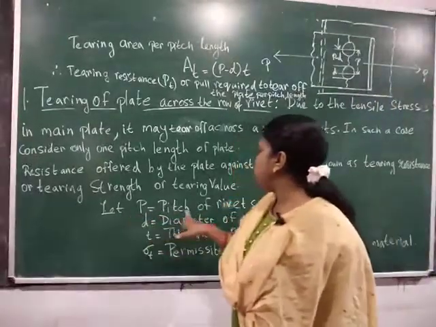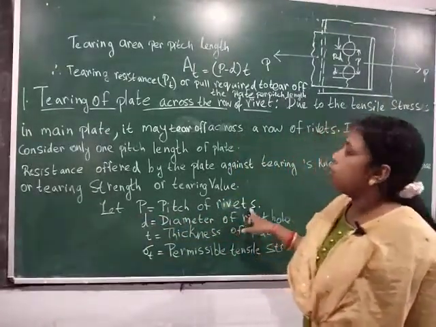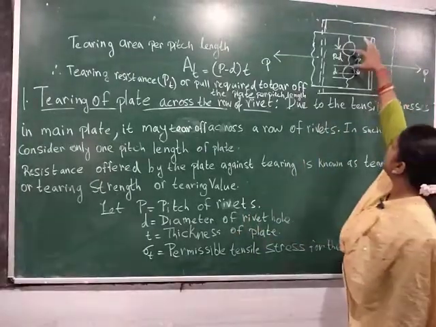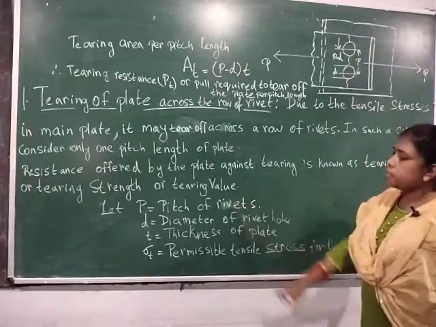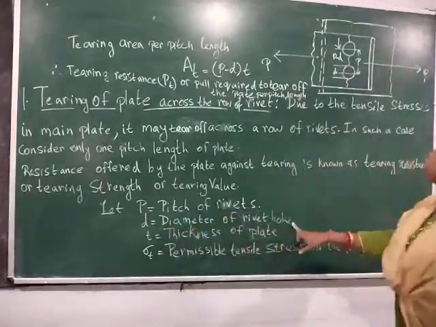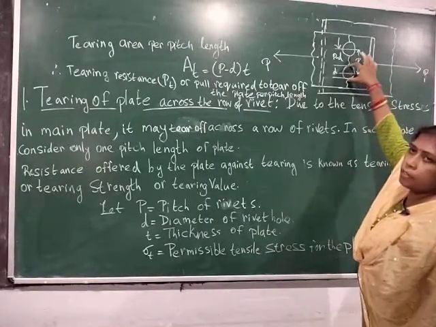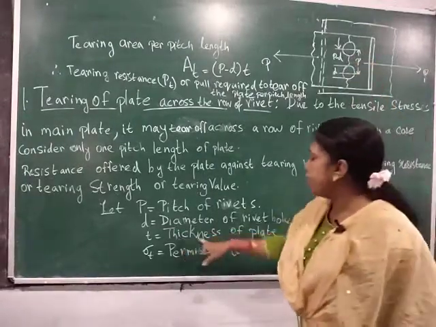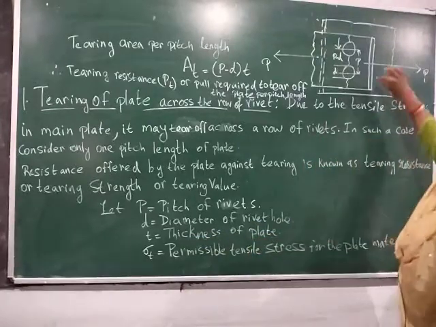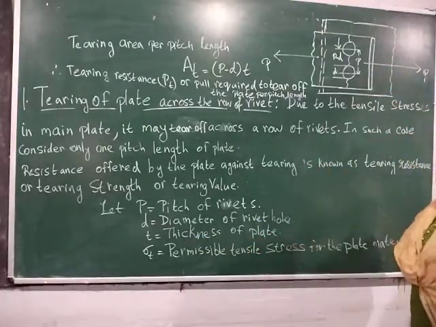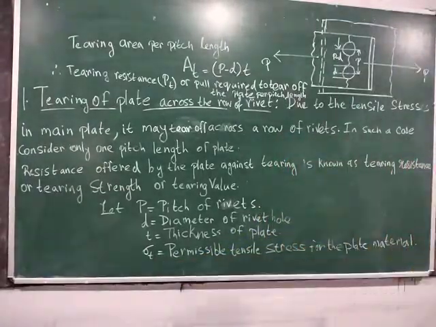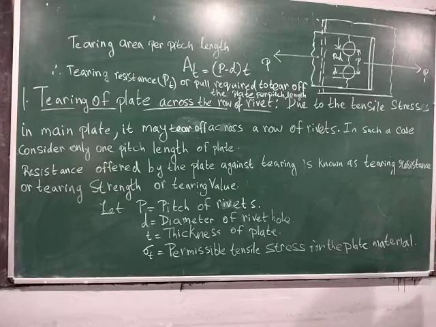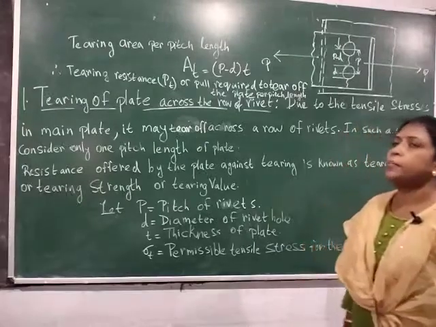let P equal to pitch of the rivet. So as you know, what is pitch? The center distance between two rivets is your pitch. Next, D is the diameter of hole, the diameter of riveted hole. Next, T is the thickness of plate. Next, sigma T is the permissible tensile stress for the plate material.